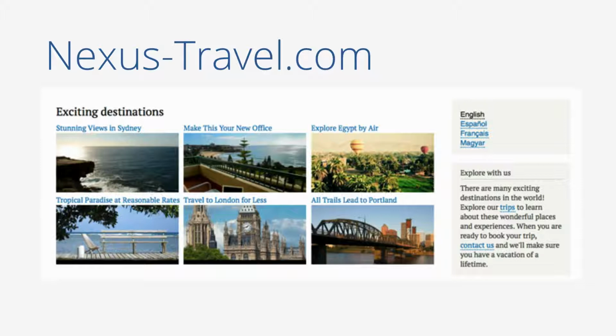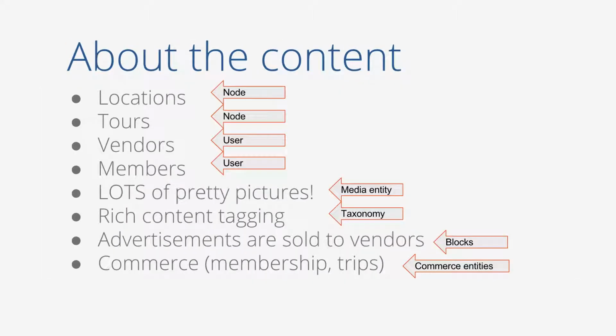Nexustravel.com. If you go to the multilingual demo on Drupal.org, our company built it to help the multilingual initiative show how to use all the cool core functionality. But I'm going to use it as an example because look, there are some product cards. So basically, our use case is that the content has locations and tours and vendors and members. It has lots of pretty pictures, rich content tagging, ads sold to vendors, and e-commerce. Look at all these fun things.